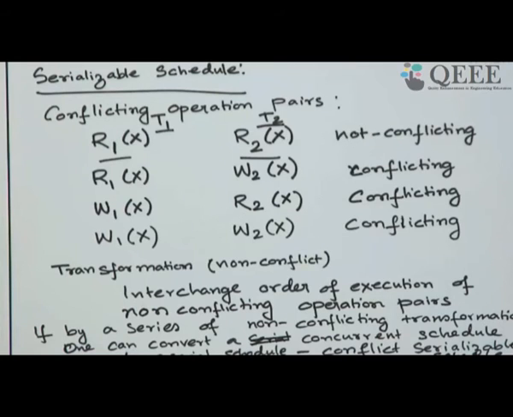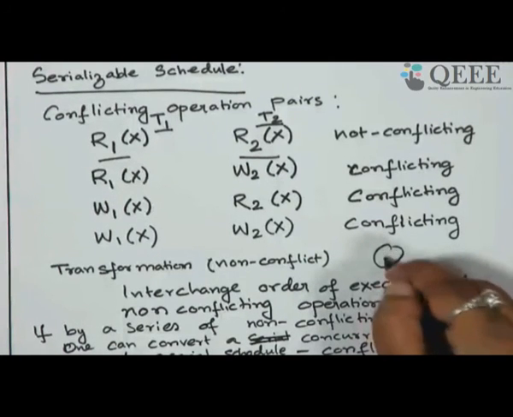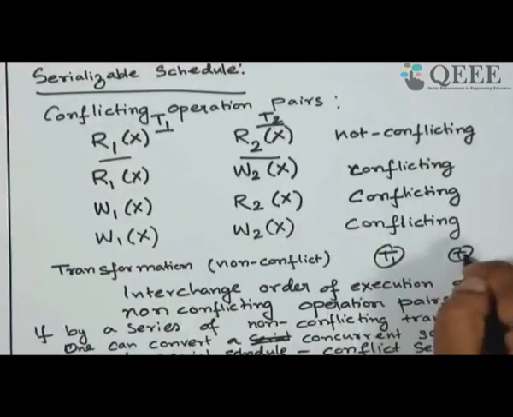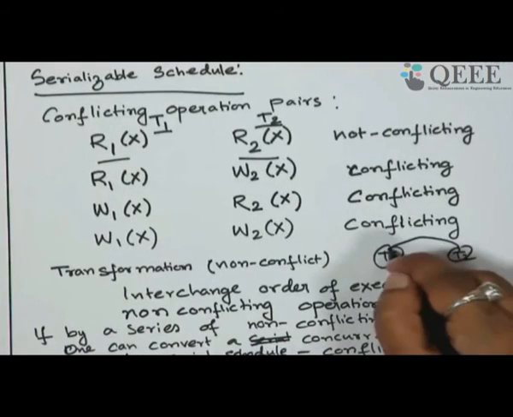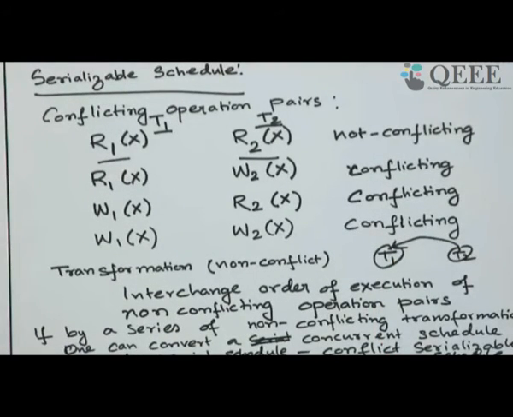Actually, there is an easier way of testing it. What you have to do is draw something called a precedence graph. That means you have each of the transactions as nodes of the graph, T1 and T2. If there is a conflicting order, you draw a directed edge. If in this precedence graph there is a cycle, it is not a serializable schedule. If there are no cycles, only then it is a serializable schedule.